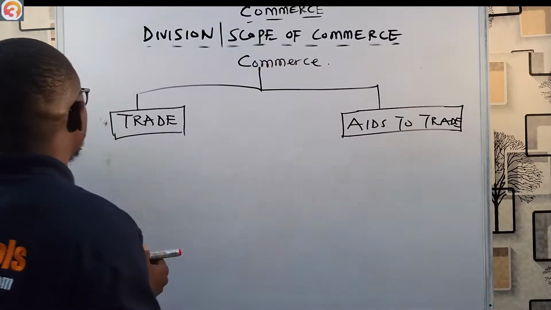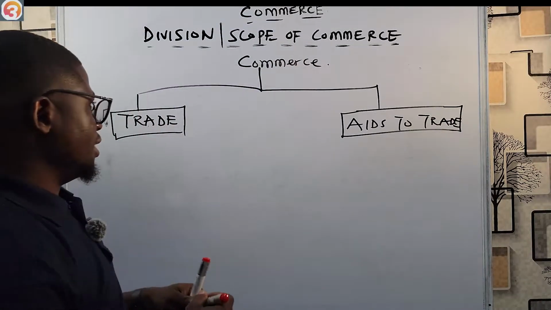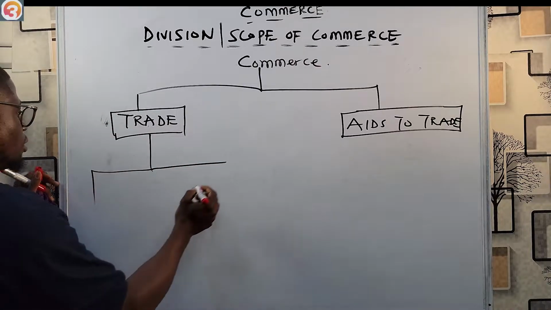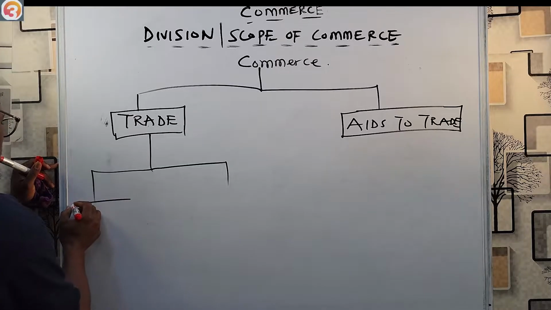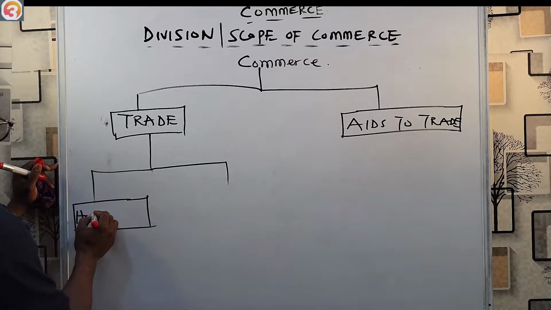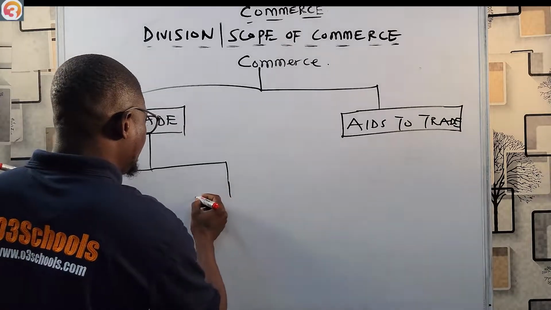Of course, trade is divided into two. We have home trade and we have foreign trade. So this goes like this also. Here we have home trade, and here we have foreign trade.